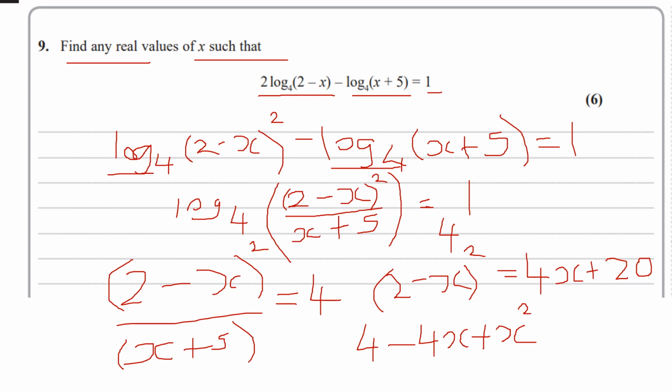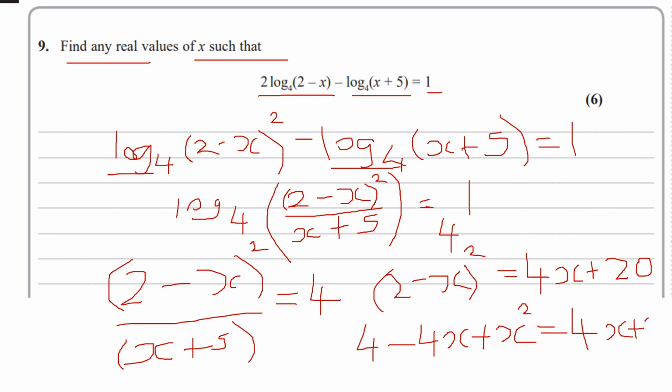Okay, so 2 times 2 is 4. 2 times minus x is minus 2x. Minus x times 2 is minus 2x. And then minus x times minus x is positive x squared. Collecting your like terms for x, minus 2x minus 2x gives me minus 4x. Okay, and that's where I get this quadratic, which is equal to 4x plus 20.